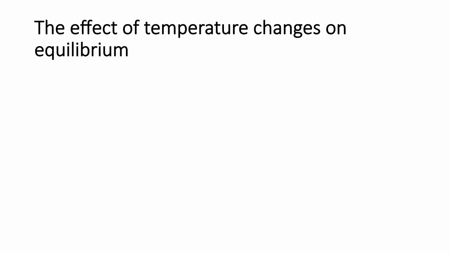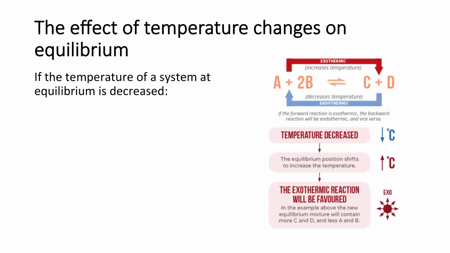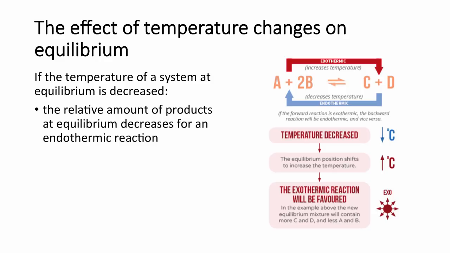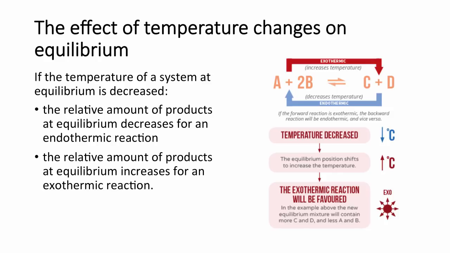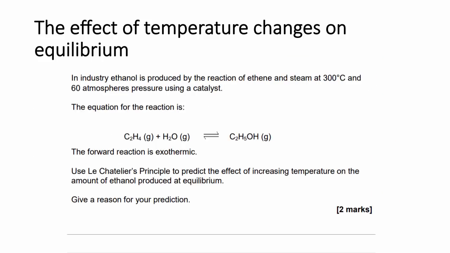The effect of temperature changes on equilibrium. If the temperature of a system is decreased, the relative amount of products at equilibrium decreases for an endothermic reaction, because it opposes the change by trying to increase the temperature by favouring the exothermic process. So if the forward reaction is endo, the yield will decrease. However, if the forward reaction is exothermic, then the decreased temperature will favour the forward reaction.